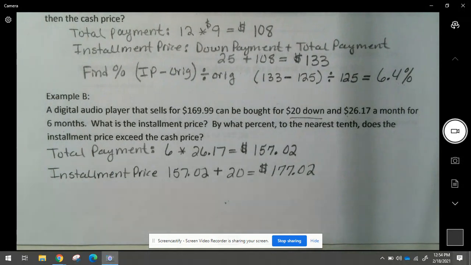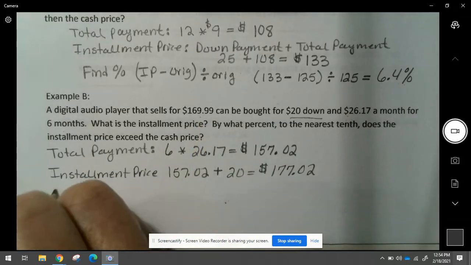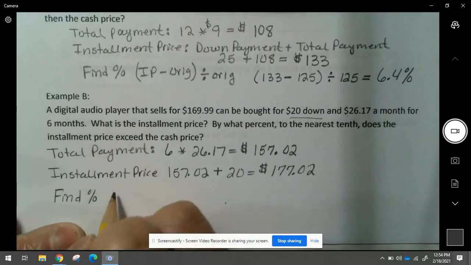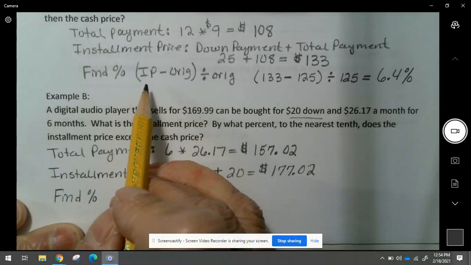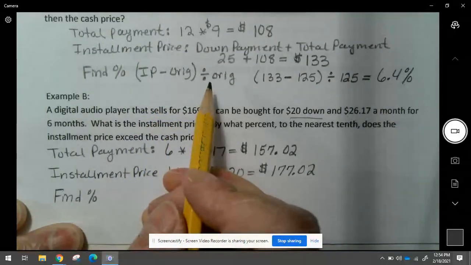Okay, so this one is going to end up costing us $177.02 if we do the installment plan. We would have been paying this amount. So now let's do the percent calculation. So we're doing the installment price minus the original and then divide by the original.